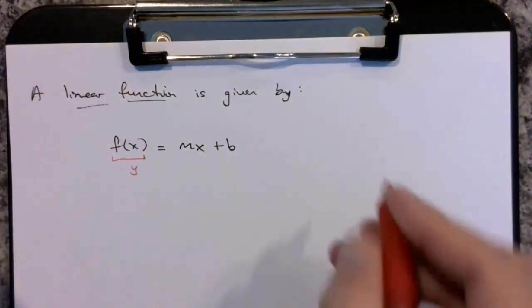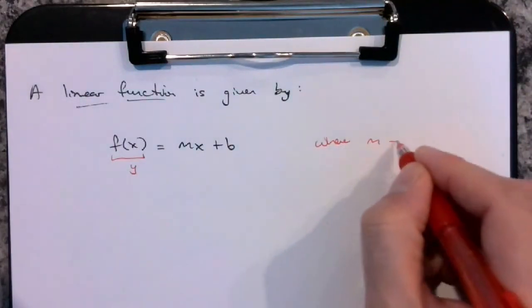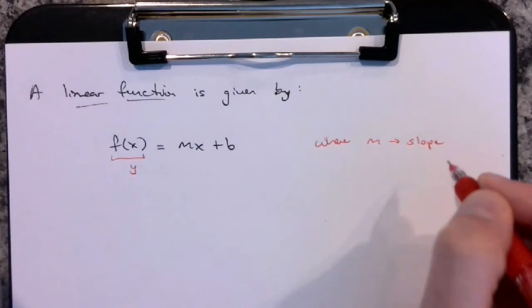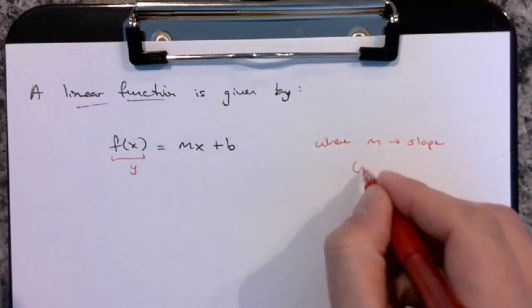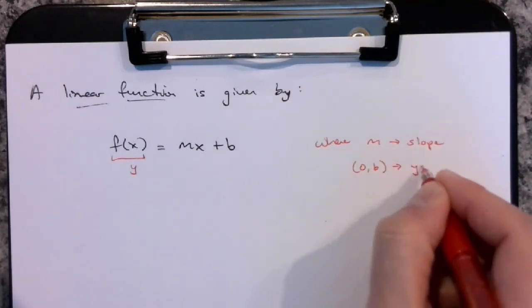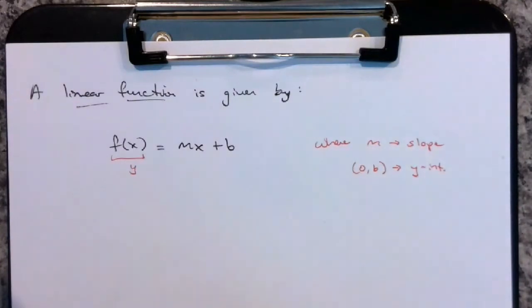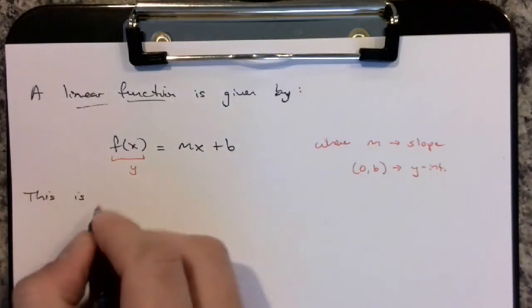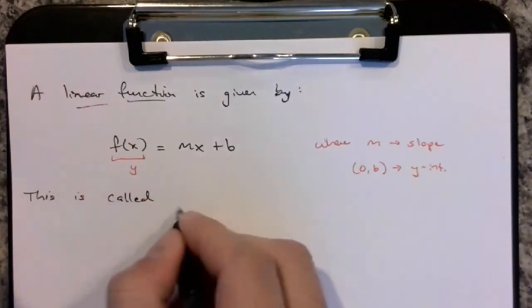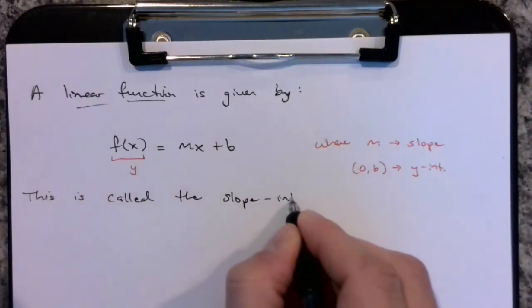You've probably seen this form before, where m is your slope, whatever's in front of x, in other words, is your slope, and where the coordinate (0, b) is the y-intercept. Remember, x is going to stay x. Really, y and x stay y and x in these. All right, and this is called the slope-intercept form.